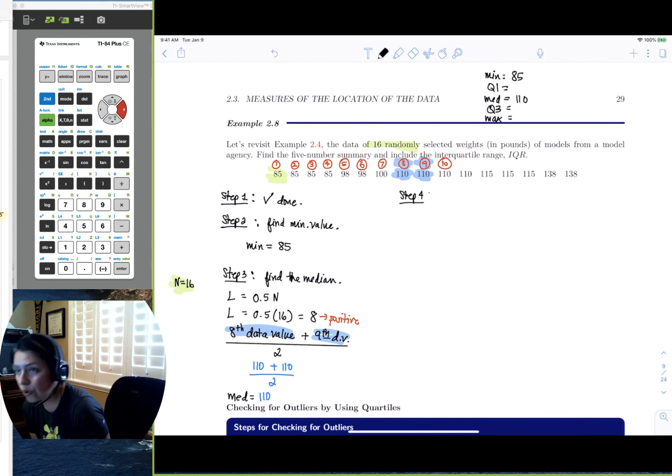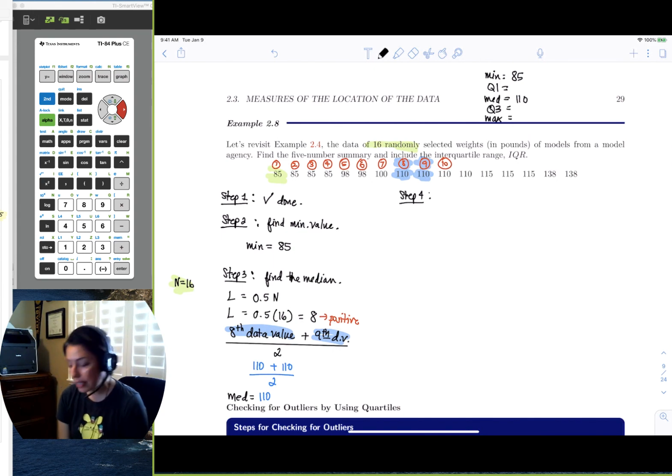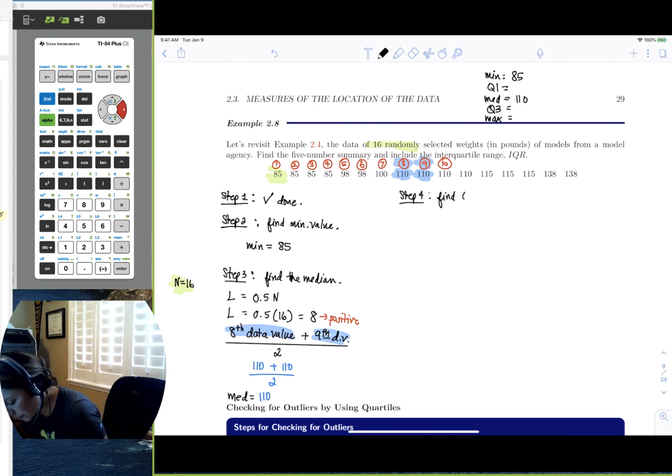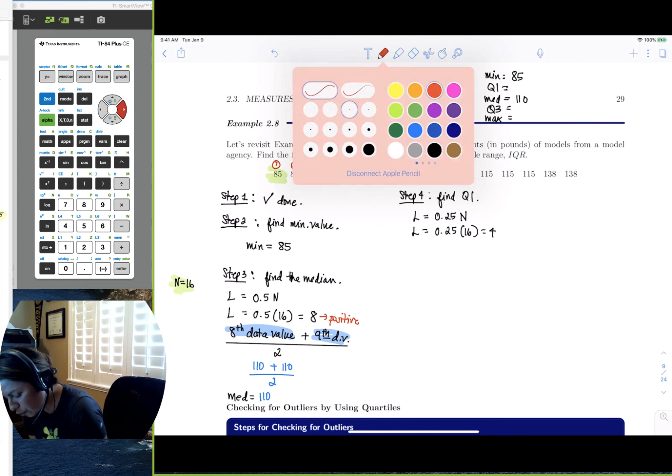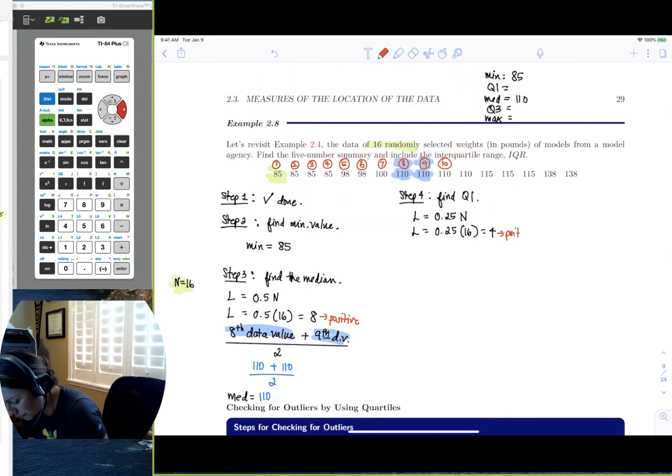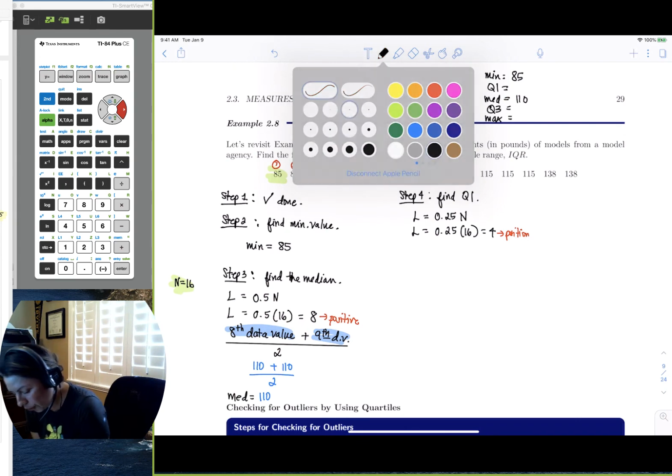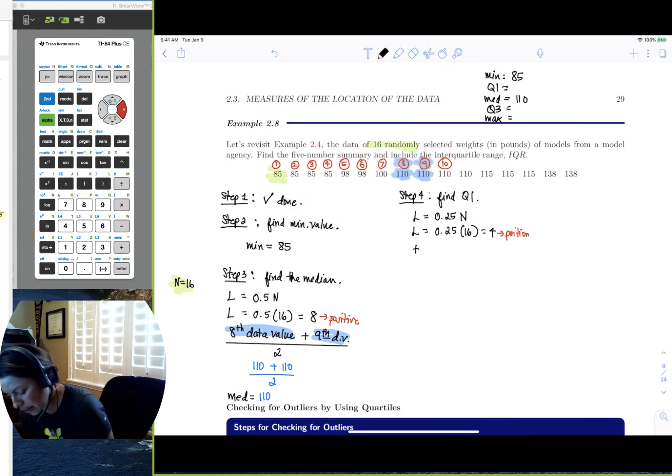Okay, so step 4 is now finding Q1. To find Q1, we need to use the locator method. So it's 25% of n. So this means L is equal to 0.25 of 16, which is 4. Now I want you to remember that this is a position. It is a whole number, and therefore I need to take the 4th data value, add it to the 5th data value, and then divide by 2.